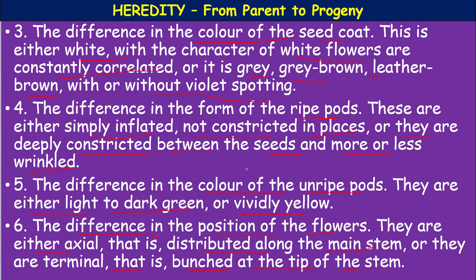He observed the seed coats of the ripe pods of the pea plant. Some seeds are wrinkled, some are round. They are green, they are yellow. The different colors, the position of the flowers also he has observed. Some are axial, axial means along the main stem. Some are terminal, terminal means at the tip of the stem.